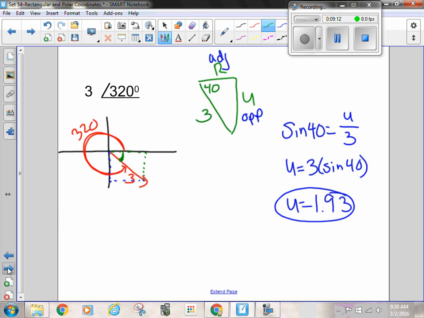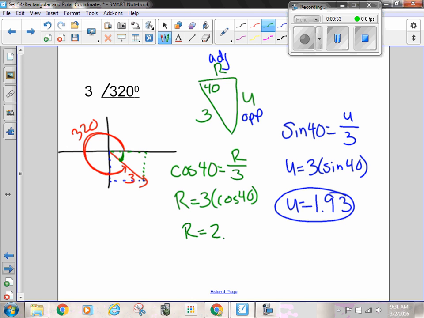Now let's go ahead and find our R. R is going to use cosine in this problem. Is going to be adjacent over hypotenuse. So R equals 3 times the cosine of 40. Type that in. 3 times cosine of 40. 2 decimal places, it's, let's see here, R equals 2.298. So the 8 tells the 9 to round up. So that's going to round to 2.30.